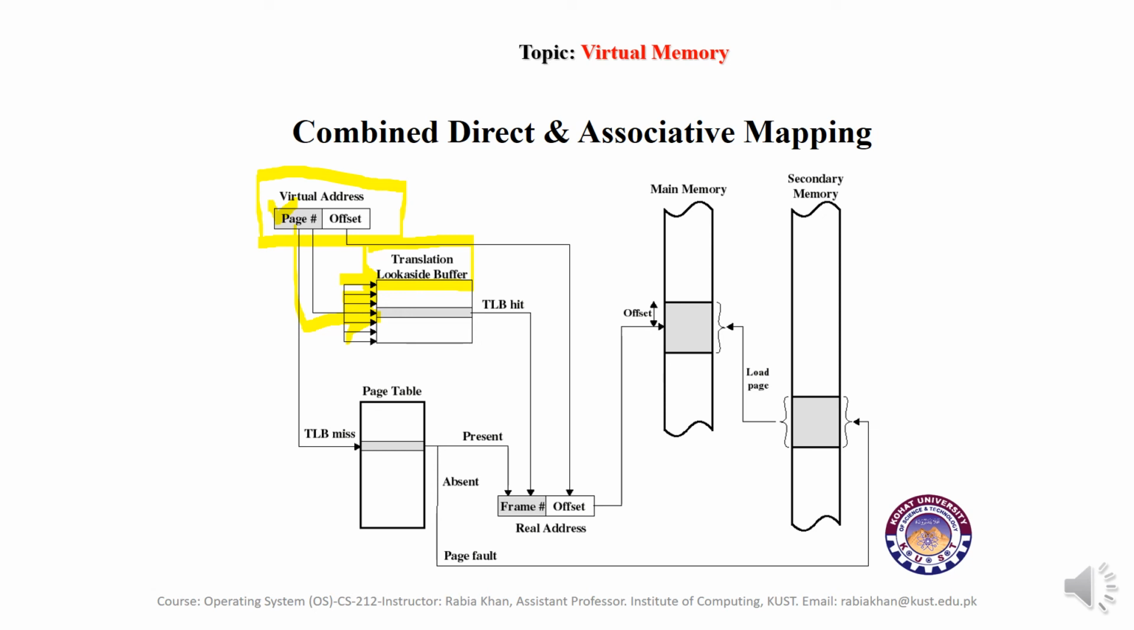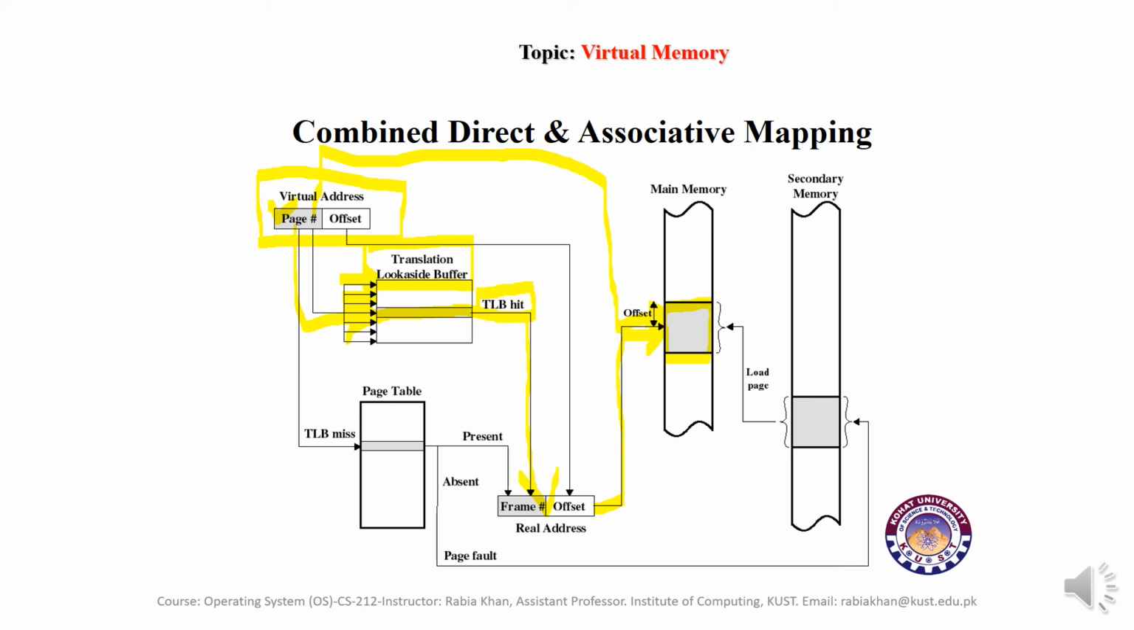If the page is found, that means a translation lookaside buffer hit is done. That means the associative mapping technique is successful. So the operating system gets the frame number there, adds the offset with it, and here you find the actual address of that specific instruction. This gray area shows the specific page number, and this offset shows how far that specific instruction is from the start of this page. So this is the case of a translation lookaside buffer hit, or TLB hit, as we generally say.